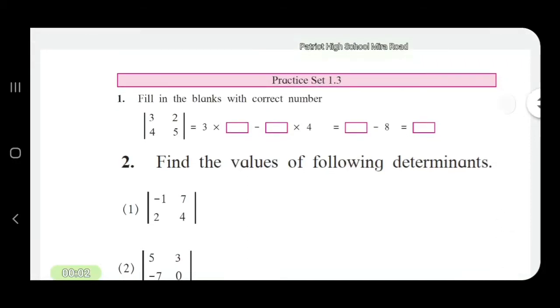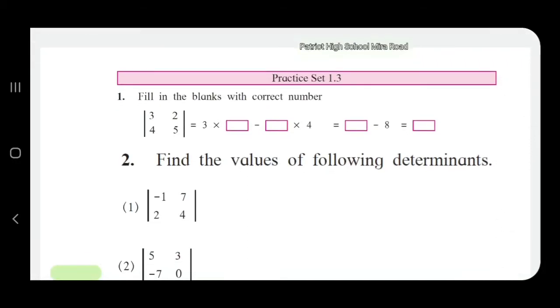Practice set 1.3. Fill in the blanks with the correct number. Cross multiplying, we have 3 multiplied by 5 minus 2 multiplied by 4. So it will be 15 minus 8, which is equal to 7.